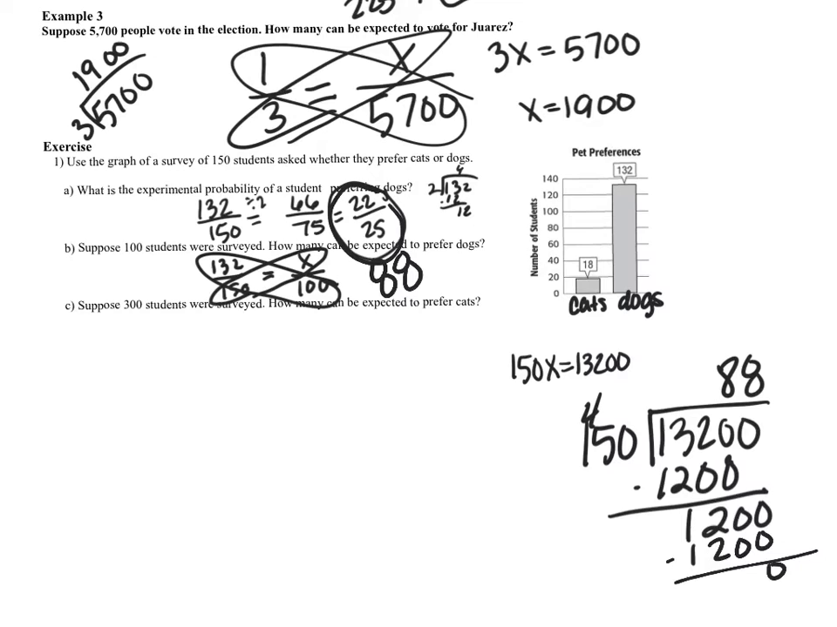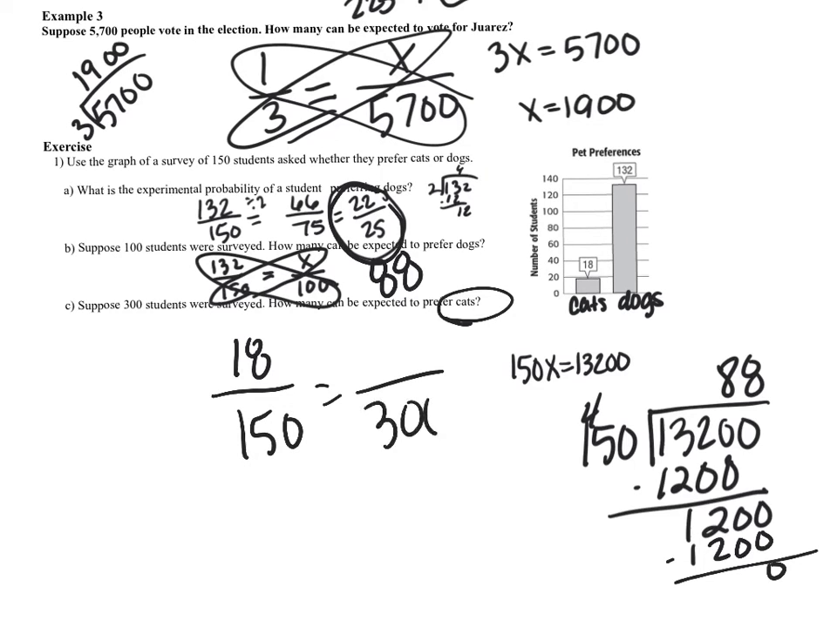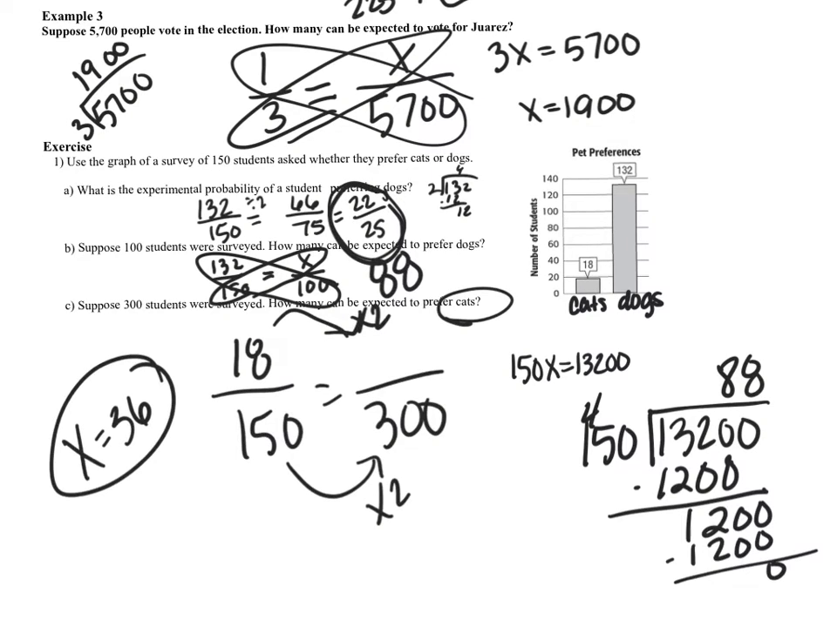Okay, so suppose 300 students. How many can be expected to prefer cats? Well, if cats is 18 out of 150, how many out of 300? We would double it. So it would be 36 would prefer cats. Okay? So not too bad so far, right?